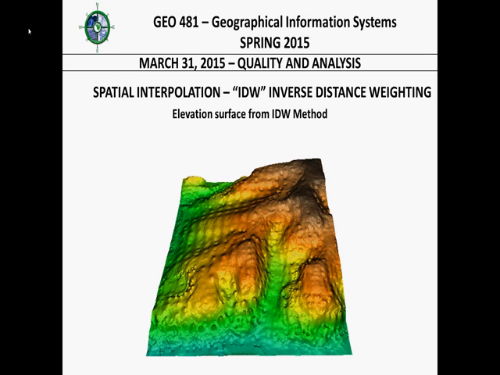IDW is a more complex and more used spatial interpolation than linear. IDW stands for inverse distance weighting. This commonly used method takes neighboring samples into account. It makes the assumption that the further away the known sample is, the less effect it has.